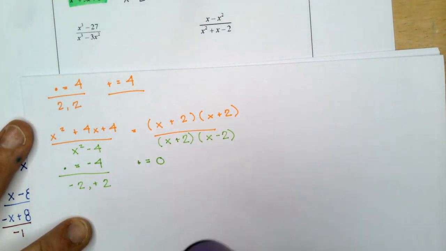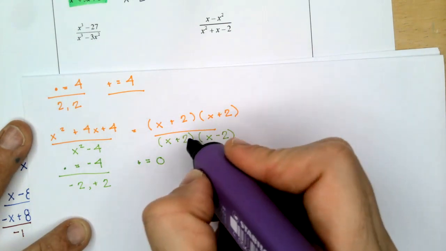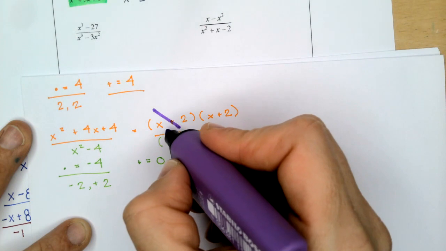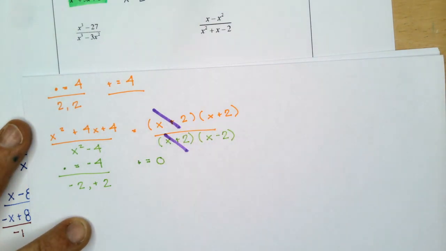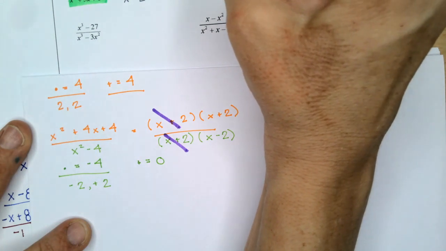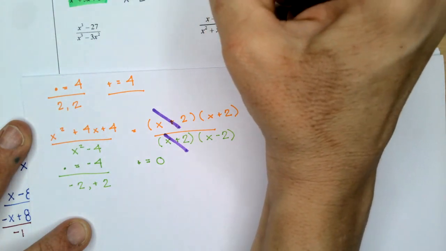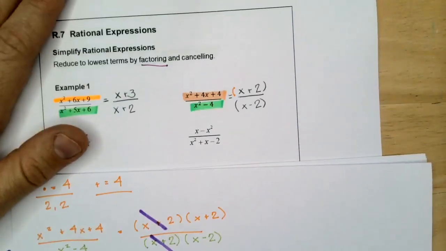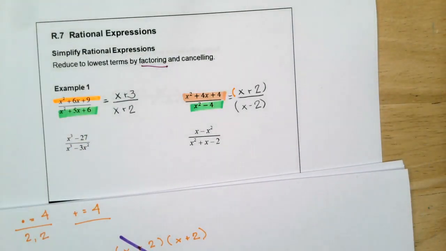Great. Again, we're going to factor out anything that's common to the top and the bottom, cancel out anything that's common to the top and the bottom after we factored it. And our answer is, this becomes x plus 2 divided by x minus 2. Oh, sorry, you couldn't see that.